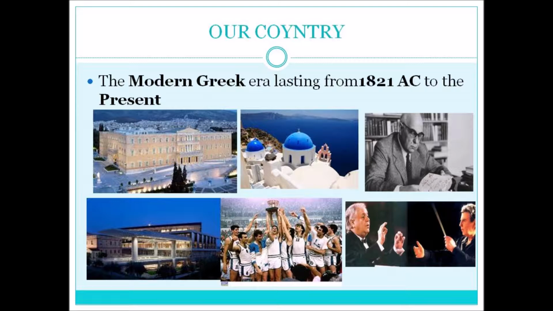We can see the Greek Parliament, the Museum of the Acropolis, and some other important events such as the winning of the European Basketball Championship in 1987. Here you can see the poet George Seferis, who was the first Greek to receive the Nobel Prize, and of course the world-known music composers Manos Hadjidakis and Mikis Theodorakis.